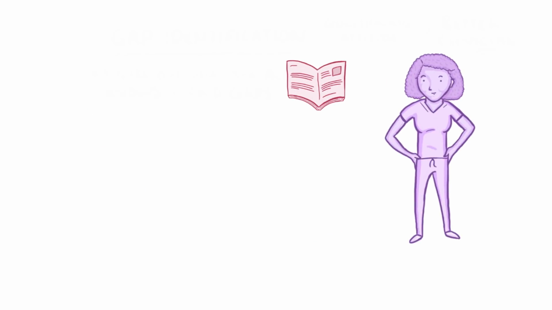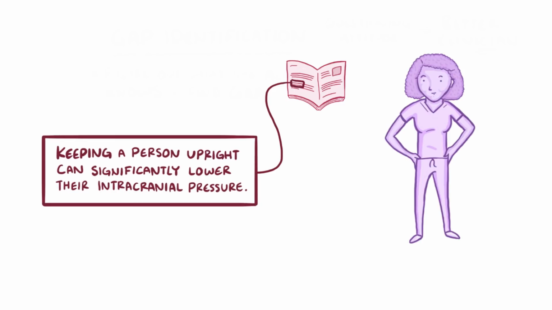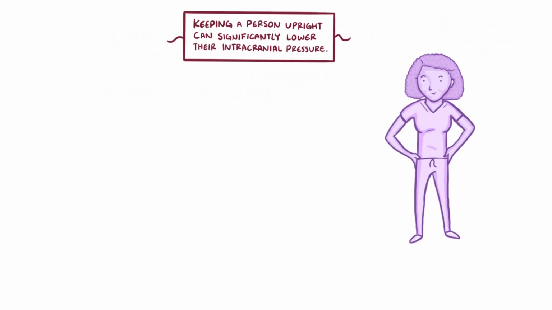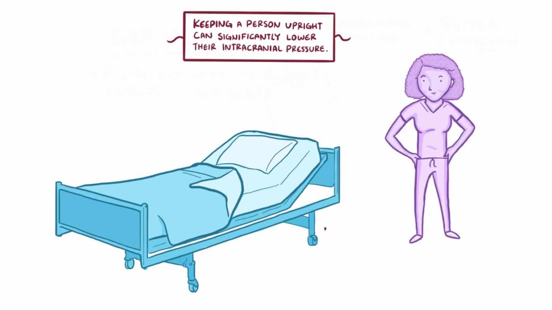Going back to our scenario, let's say that Lindsay learns that keeping a person upright can significantly lower their intracranial pressure. Now, the final step in the adaptive learning process is for Lindsay to clinically apply what she learns, since at the end of the day, that's what really matters. In this case, she might find that raising the head of the bed does reduce intracranial pressure, but doing it can also cause side effects as well.